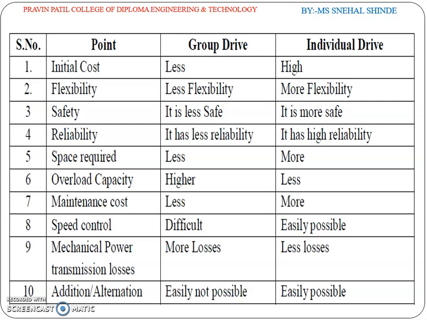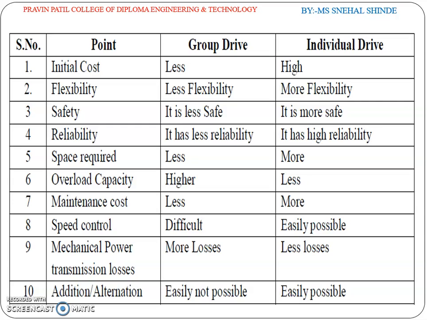Whereas group drive is also known as multi-motor drive. In multi-motor drive, separate motors are used for operating different parts of the same mechanism. Example: in case of an overhead crane, different motors are used for hoisting up and down, long travel motion and cross travel motion. The flexibility of group drive is less, and of individual drive it is more.